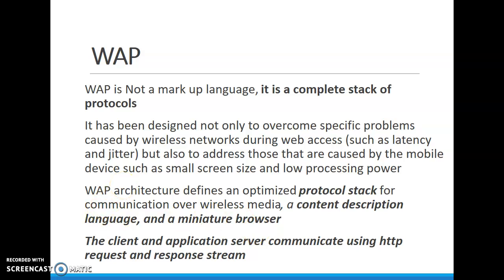This WAP is not a markup language like HTML or CHTML, but it is a complete stack of protocols. It is designed to overcome the specific problems caused by wireless networks during web access, such as latency, which means the delay in transmitting or processing data, and jitter, which is the variation in latency. It also addresses the problems caused by the mobile device, such as small screen size and low processing power. This architecture defines an optimized protocol stack for communication over wireless media, a content description language, and a miniature browser. It replaces the HTML pages with highly condensed WML pages called cards, which we have already seen.